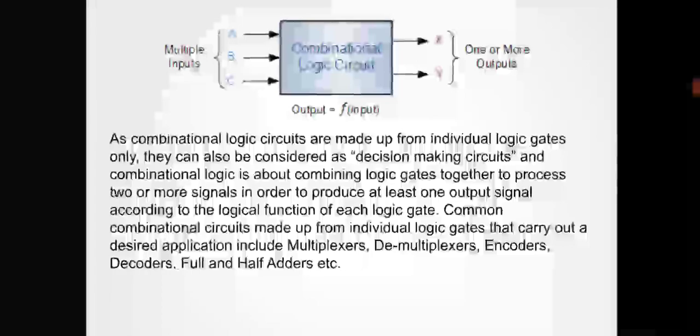That is nothing but your actual operation, whatever you perform on a particular program. Fine. Next, common combinational circuits made up from individual logic gates that carry out a desired application include multiplexer, demultiplexer, encoders, decoders, full and half adders, etc. So multiplexers, you have some separate concept.